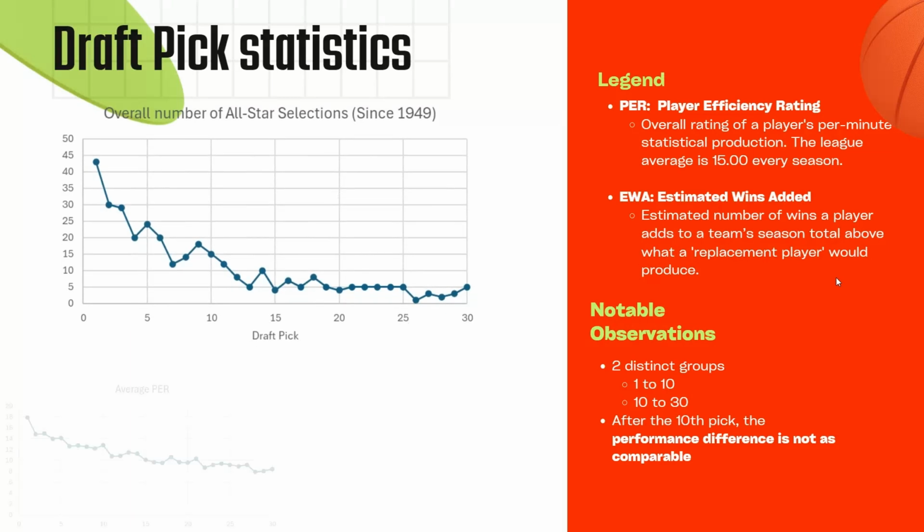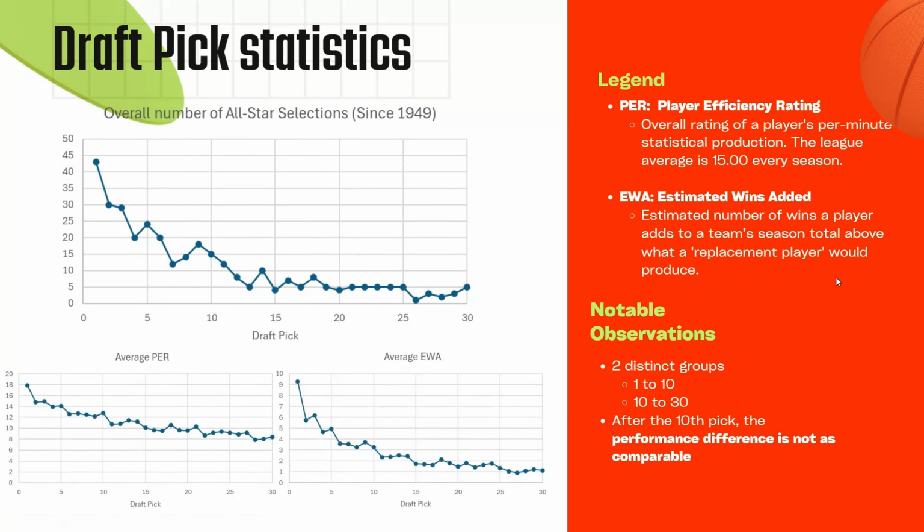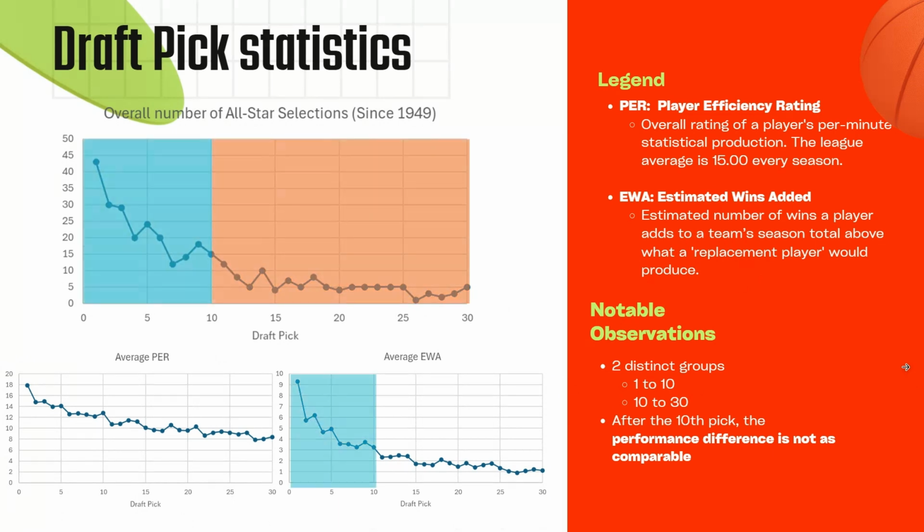Similarly, we see a familiar shape and trend when we look at other important stats such as player efficiency rating and estimated wins added. Most notably, we can see that the players are divided into two groups based on performance: the first 10 picks and the rest of the picks. This means that the first 10 draft picks are of most statistical importance.